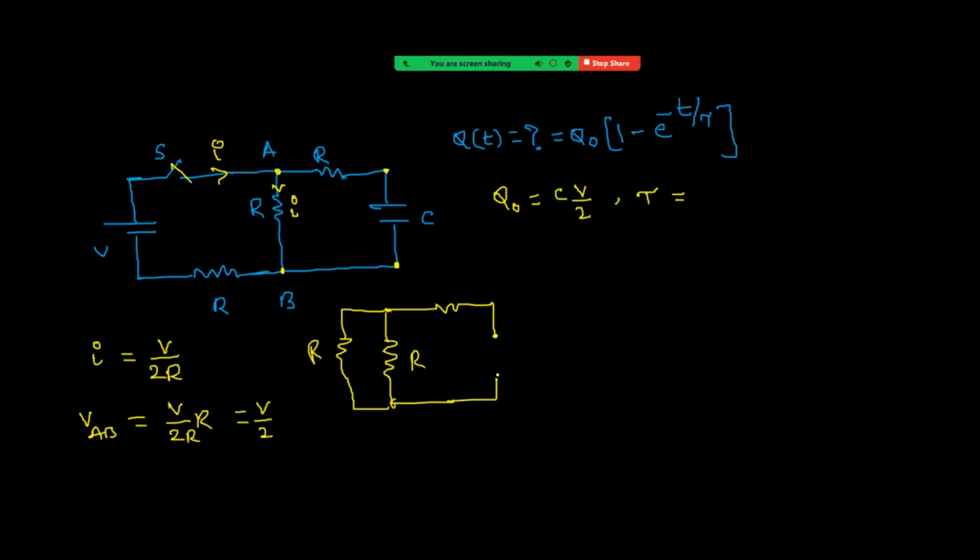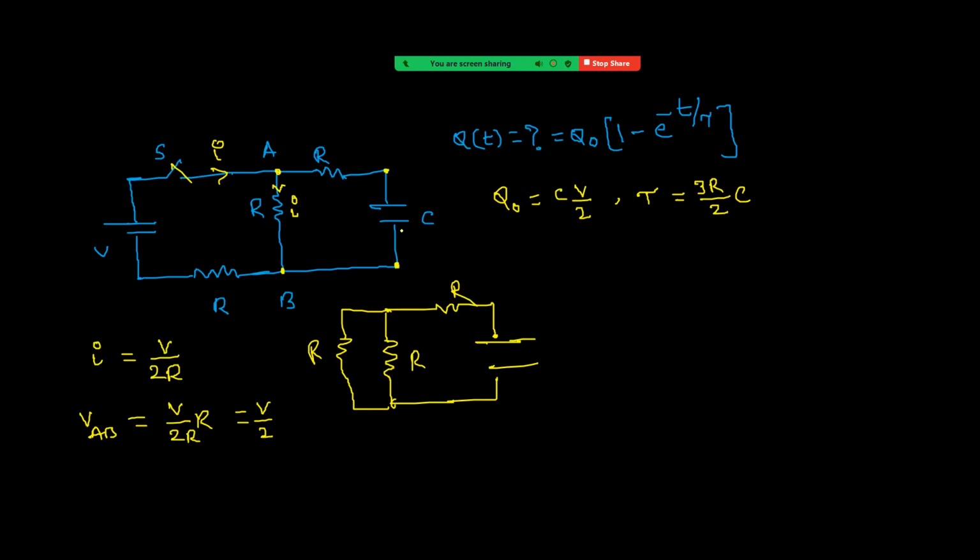This is now the capacitor. This is R. You can see now these two are in parallel, so it is R by 2. R by 2 and this R are in series. So R plus R by 2 is 3R by 2. So the time constant is now 3R by 2 into C. That means we can directly find the charge as a function of time on the capacitor, right?